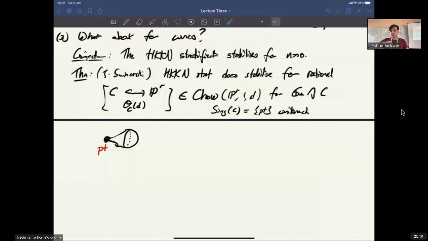Yeah, so Josh, for this asymptotic HKKN stratification on the Chow scheme, what do the strata correspond to geometrically? Is it by looking at fixed monomial semigroups for the unibranch singularity?